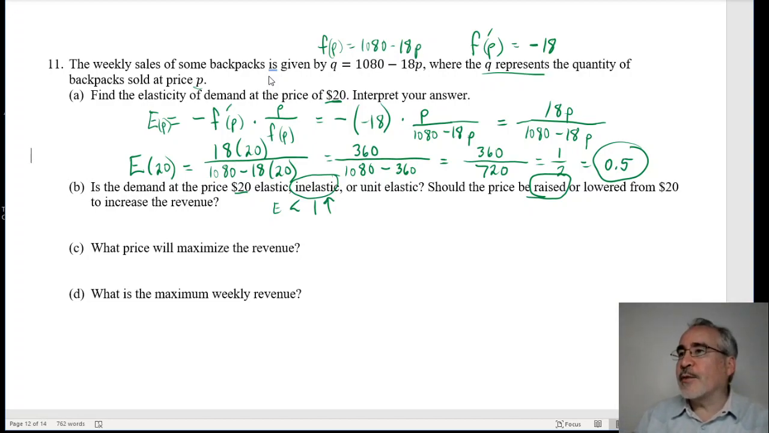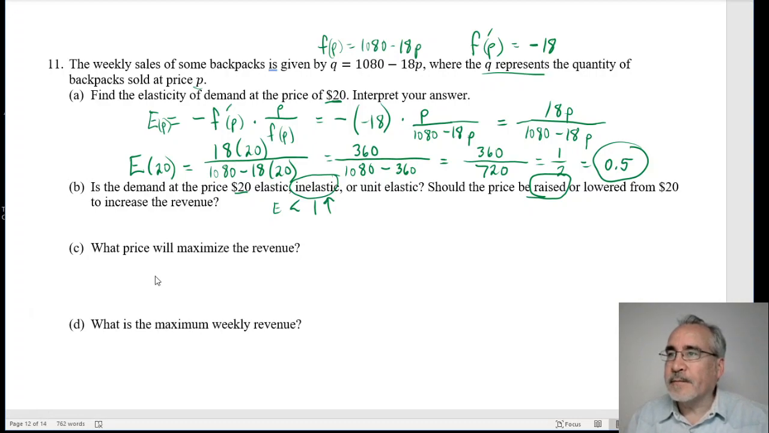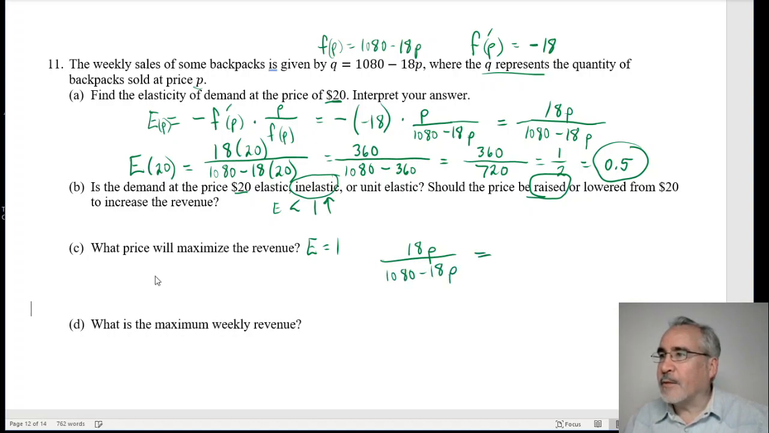So what price will maximize the revenue? Well, what we're going to do is start with this function we've come up with right here, 18p over 1080 minus 18p. What will maximize the revenue is having E equal 1. So we're going to look to have E equal 1. That means we take our formula, 18p over 1080 minus 18p, and set that equal to 1.